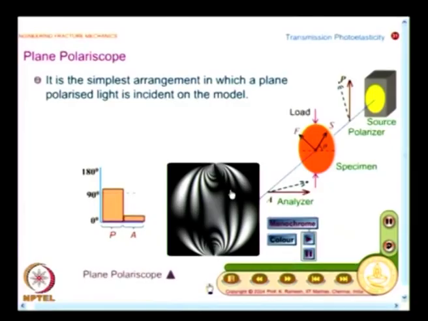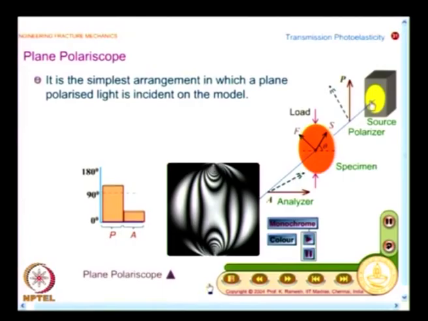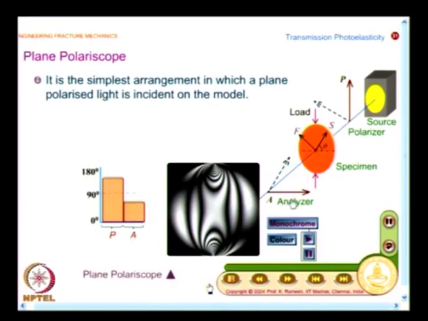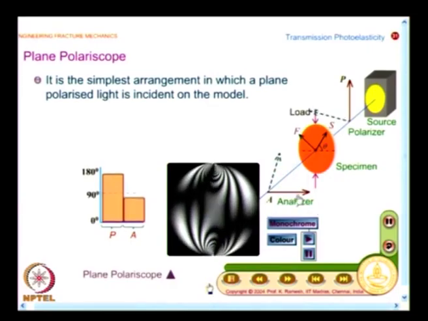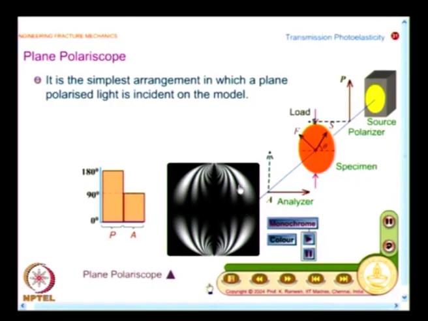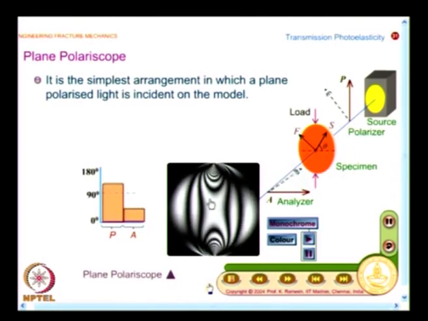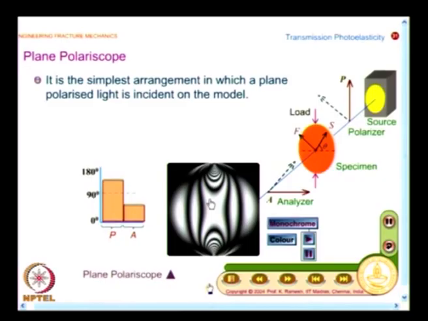And what we did in the last class, we analyzed how the light passes through the model and how it comes out after the analyzer. We said intuitively, because I see two fringe contours, the intensity equation should be a function of two parameters. One is the relative retardation delta, another is the principal stress orientation theta. And what we did was a simple trigonometric analysis.